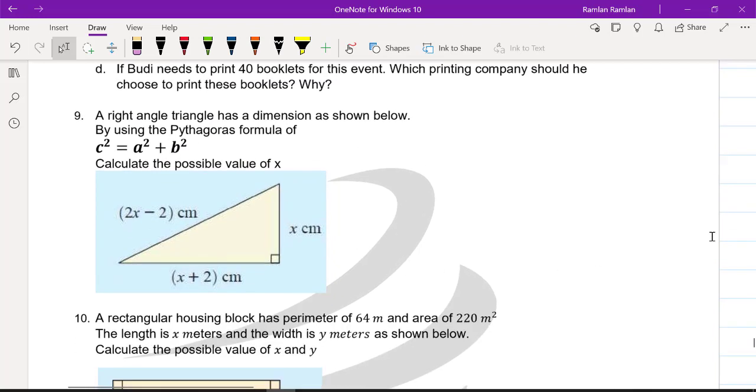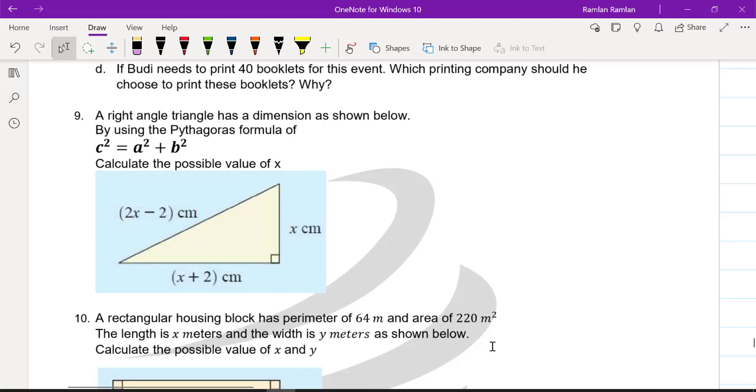Okay, now in number 9, we're going to use a quadratic equation, right? So in here, a right angle triangle has a dimension as shown below. This is the dimension. By using the Pythagoras formula, we know that c squared equals a squared plus b squared. Calculate the possible value of x. And here we have this.